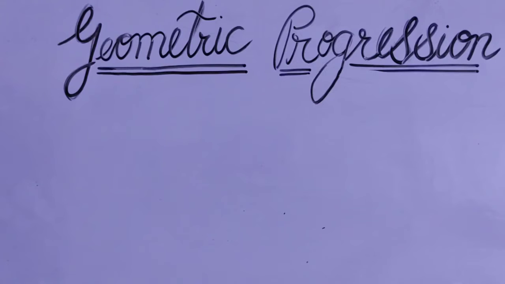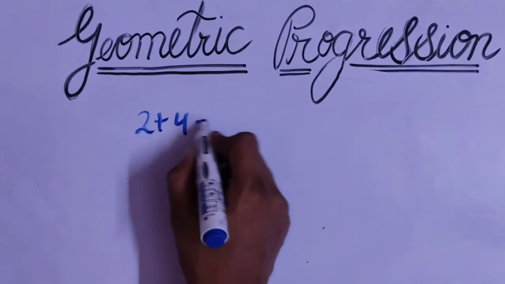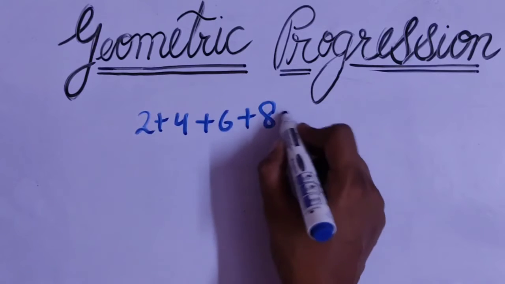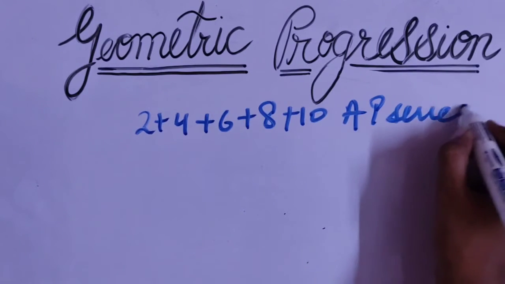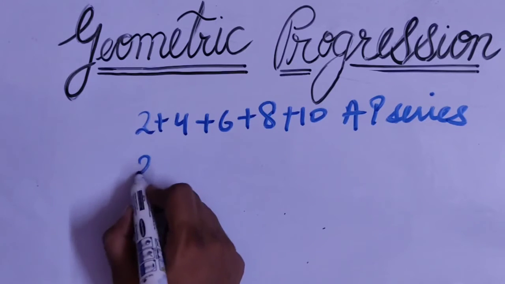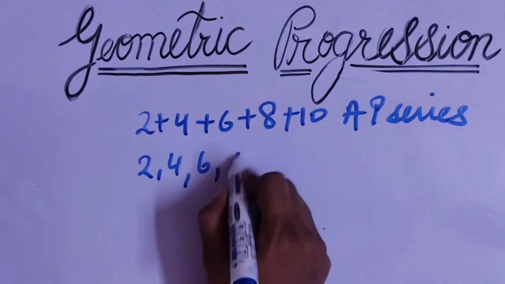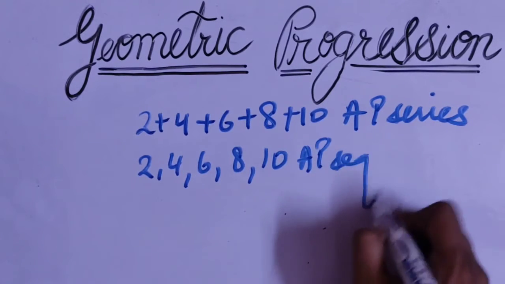Suppose you have an example of AP. It means arithmetic progression. Okay? Suppose the example is 2 plus 4 plus 6 plus 8 plus 10. This is your AP series. If I am taking the AP sequence, then what will it be? It will be 2, 4, 6, 8, 10. This is your AP sequence.